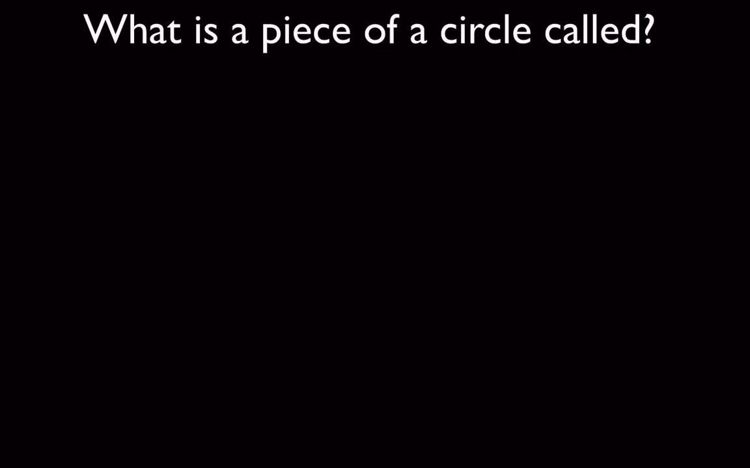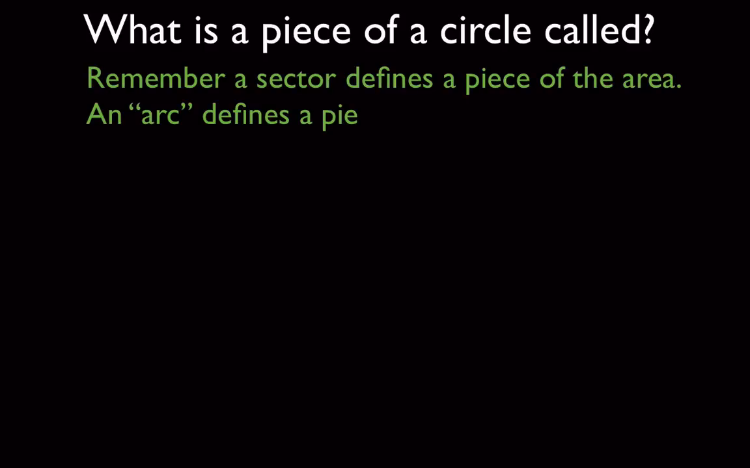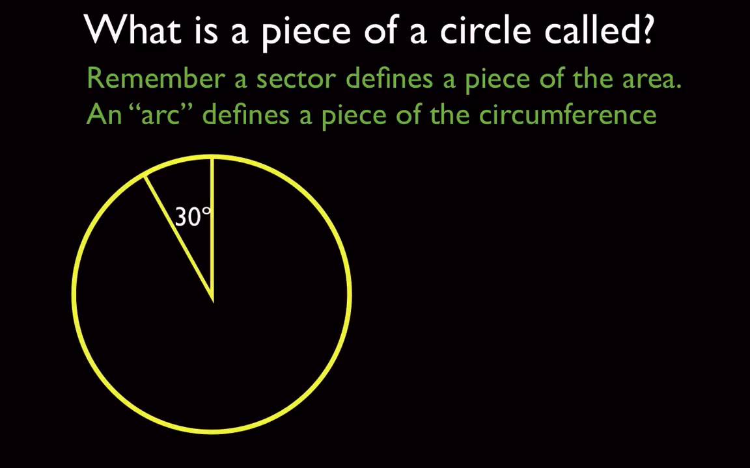So it is pretty simple, so I'm not going to have you practice any of those because you've seen them all before. What I am going to have you guys practice is a piece of a circle. Before we learned that a sector is a piece of an area, well, an arc is a piece of the circumference. So for example here, there's my 30-degree angle.